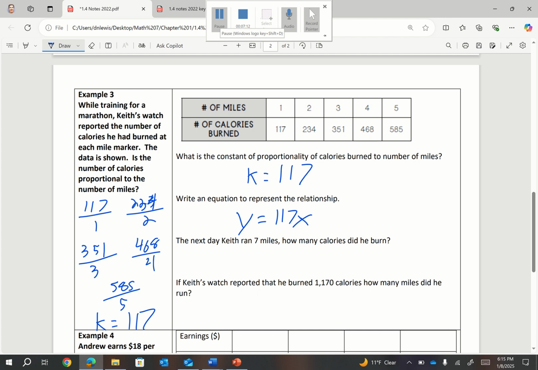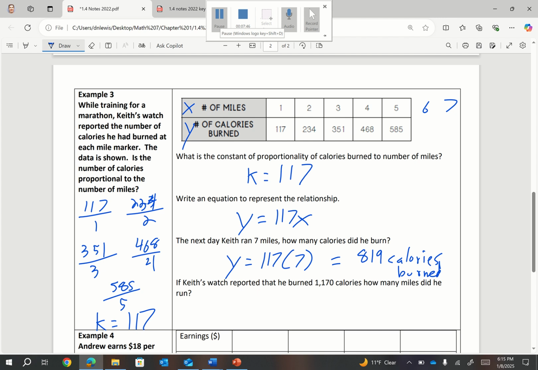The next day, Keith ran 7 miles. How many calories did he burn? All right, so we've just been given a value for x. If we wanted this table to go on to 7, what would our answer be for calories burned? So we've got an x value. We can just plug that into our equation. Y equals 117 times 7. Okay, and if I remember correctly, that is going to equal 819 calories, or calories burned.